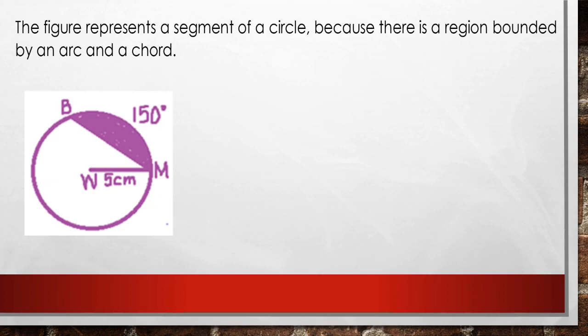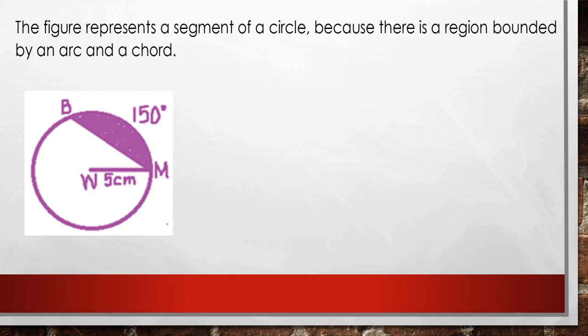The figure represents a segment of a circle because there is a region, this time, bounded by an arc and a chord. Ayan, so you see the difference. Kanina sa sector, it is a region bounded by 2 radii and an intercepted arc. Ito namang segment, intercepted arc and a chord. Kaya makikita ninyo, yung shaded region ay hindi dumaan sa radius.